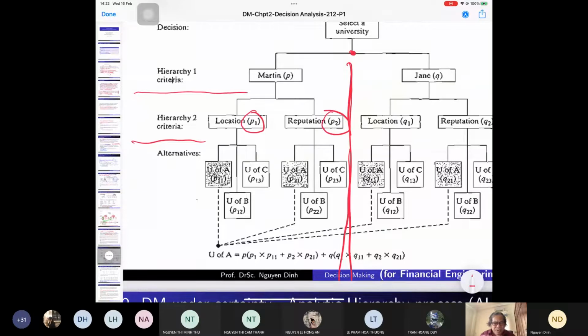He evaluates the location and reputation. But Jane also has her own estimate of the importance of the location and the reputation. Maybe P1, P2 belong to Martin, and Q1, Q2 belong to Jane.